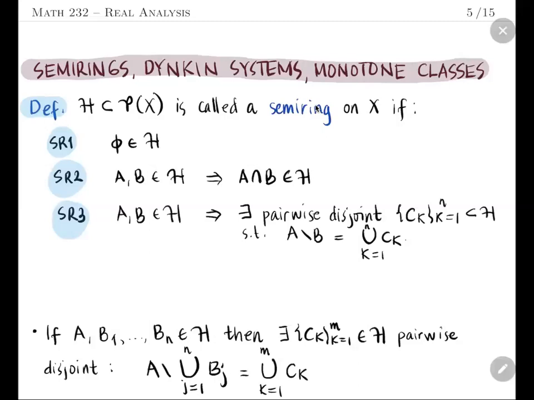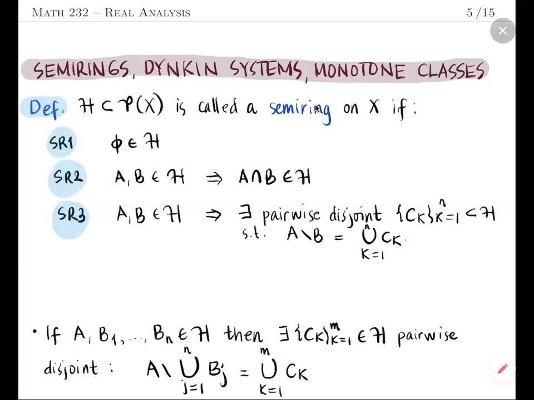So let's start with the definition of a semiring. So a collection H of subsets of X will be called a semiring on X if we have these three properties called SR1, SR2, and SR3. So first, the empty set must be in the collection. It is closed under finite intersections, and the set difference can be written as the disjoint union of elements in the collection.